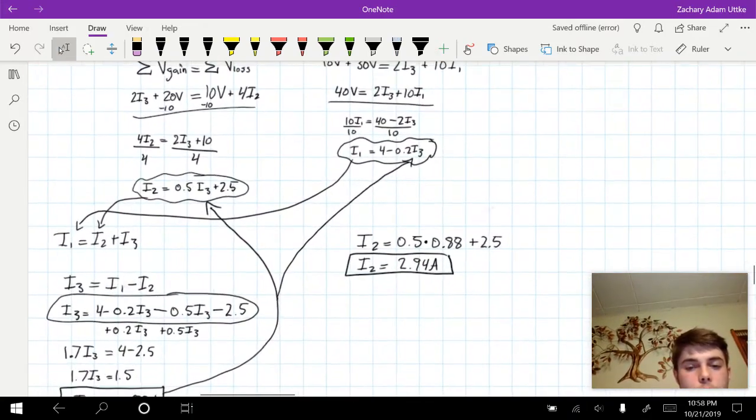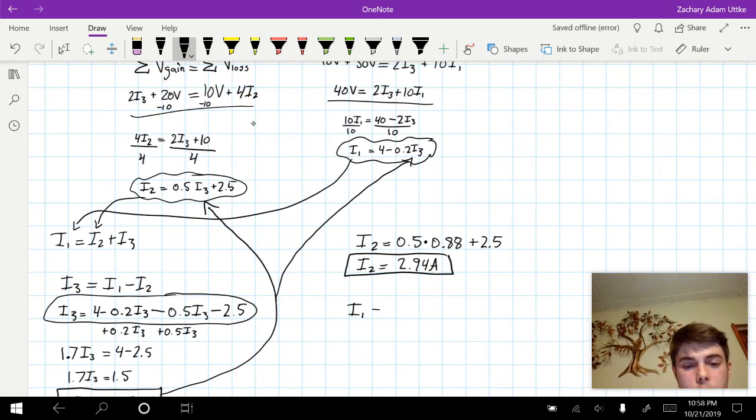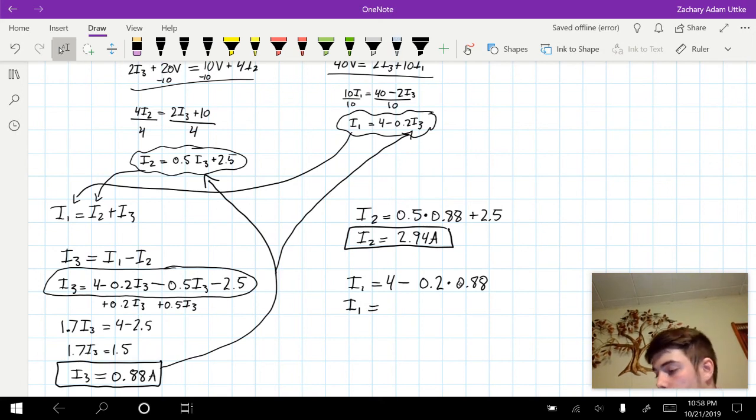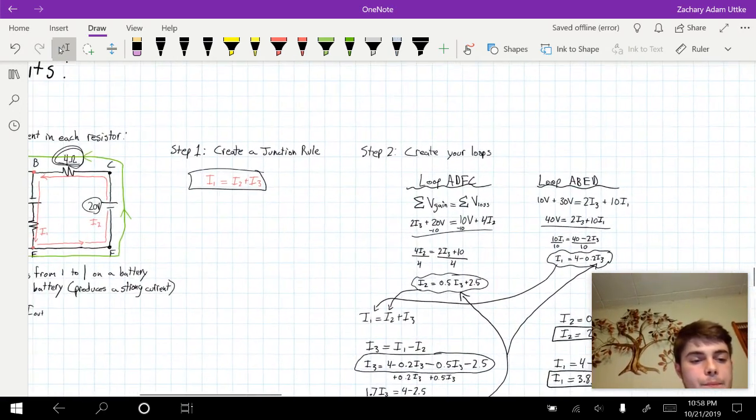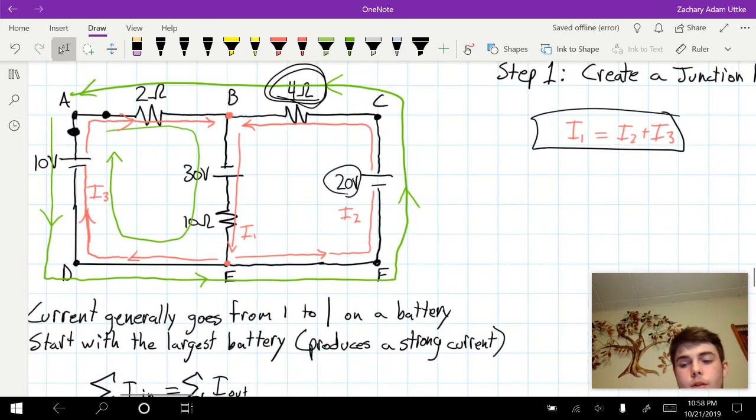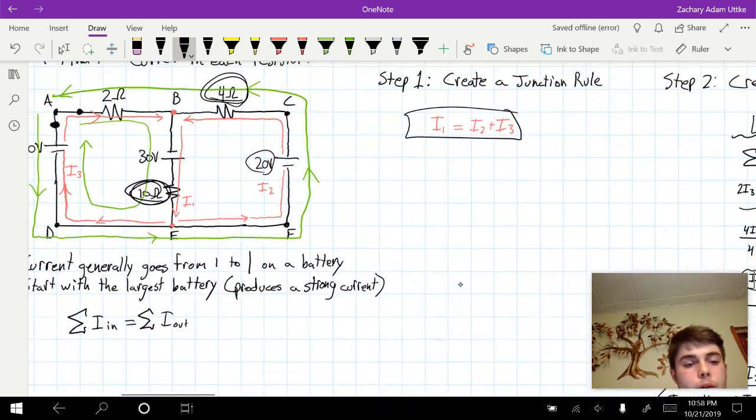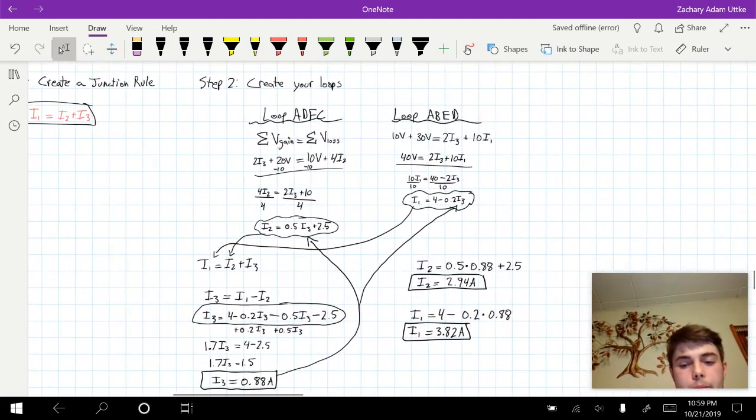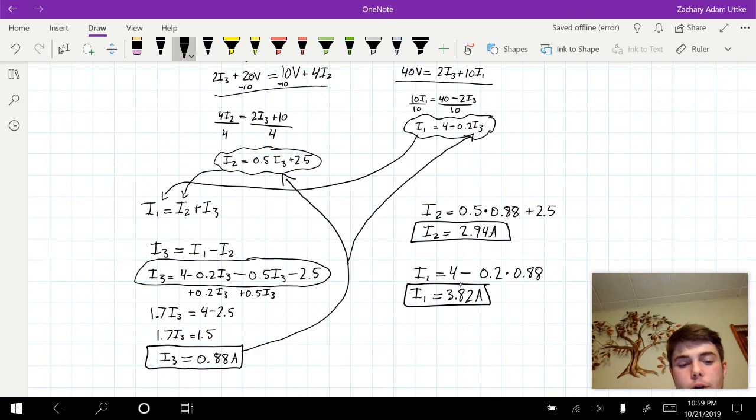And let's continue solving. So for I1, it equals 4 minus 0.2 times I3, so times 0.88. We get that I1 equals 3.82 amps. So now I1 is the current going through this 10 ohm resistor right here. And this makes sense. So I1 is produced by this 30 volt battery, this large battery, and it is the biggest, it's the largest current.